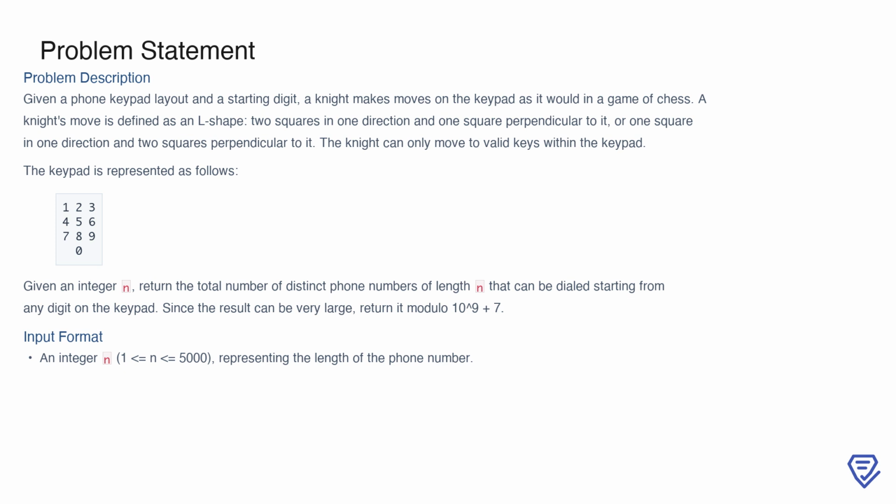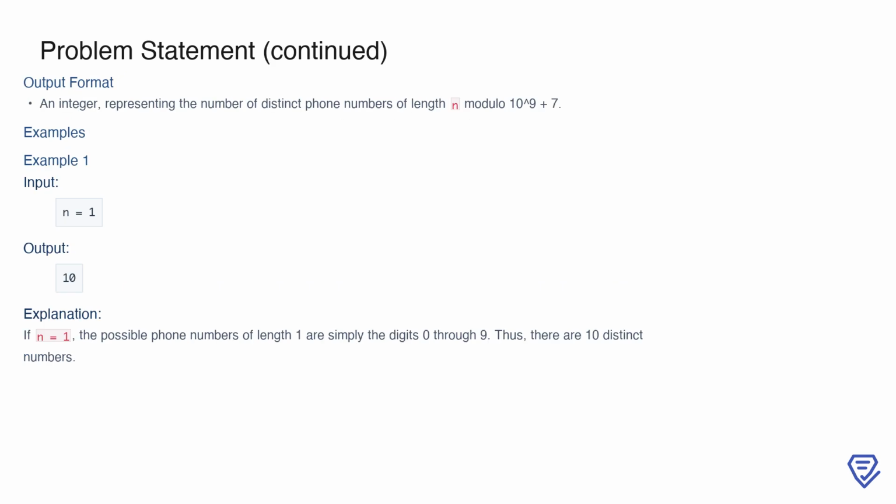The constraint on n is that it can range from 1 to 5,000. The output for this problem is a single integer representing the total number of distinct phone numbers of length n, modulo 10^9 + 7. Let's consider an example to understand this better. If n equals 1, the output is 10. This is because, with a phone number of length 1, the possible numbers are simply the digits 0 through 9. Since there are exactly 10 digits on the keypad, the distinct count of phone numbers is also 10.